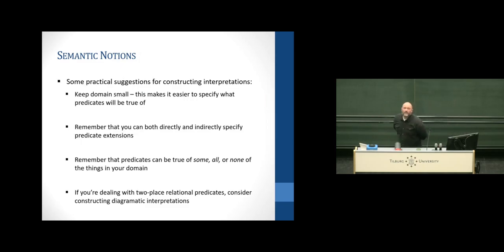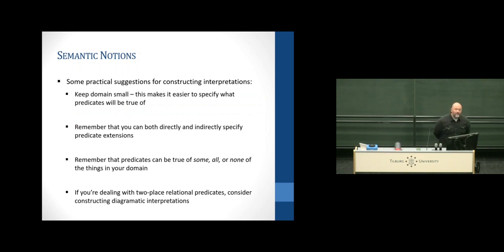So, some general suggestions, because I'm going to ask you to build your own interpretations. These will make your life easier. First, keep your domain small. Try it with one object, with two objects, with three objects at most. Because then you can literally just plug everything in one by one. Remember that you can directly stipulate the extensions of predicates. Remember also, you can directly stipulate the extensions to be all, some, or none of the things in the domain. Predicates can be empty. Predicates can be satisfied by everything. That makes life so much easier.